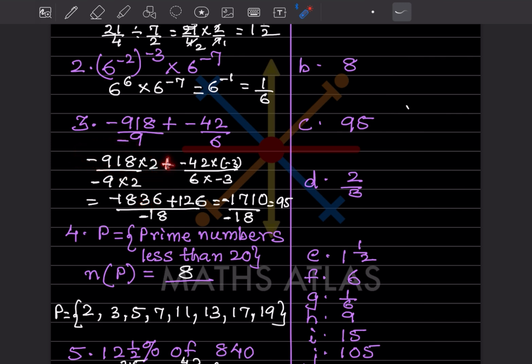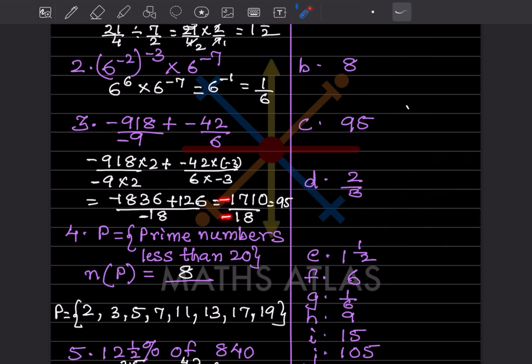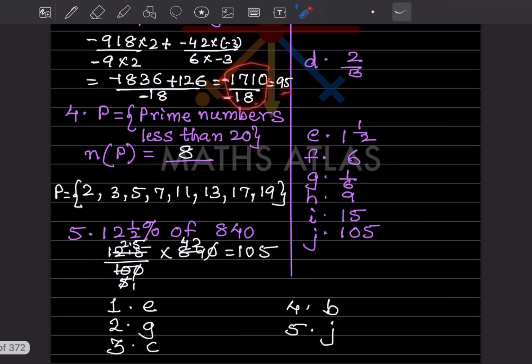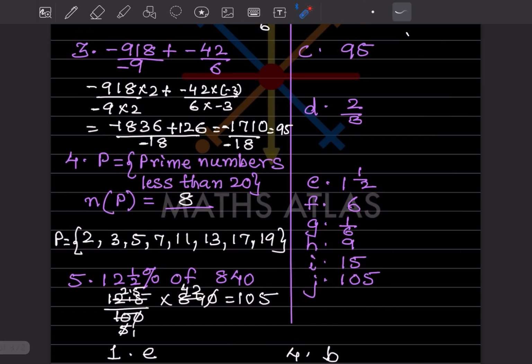This plus sign as it is. But then again, this minus is going to be plus. So that is going to be 126. So overall, it's going to be plus. So now what will you write here for this part? And the denominator is minus 18 because that is the LCM. Minus 1836 plus 126, so that will be minus 1710 divided by minus 18. So minus and minus here becomes plus. So when you divide 1710 by 18, you get 95. So we can see 95 is on C.